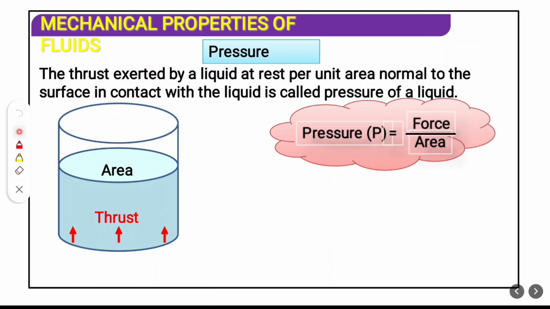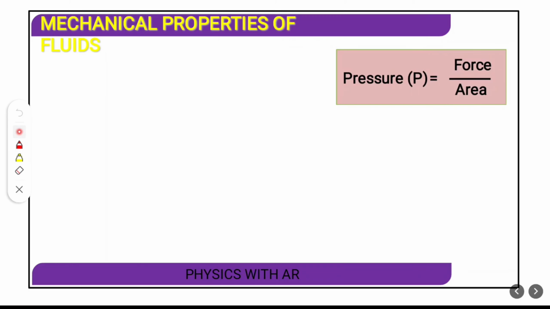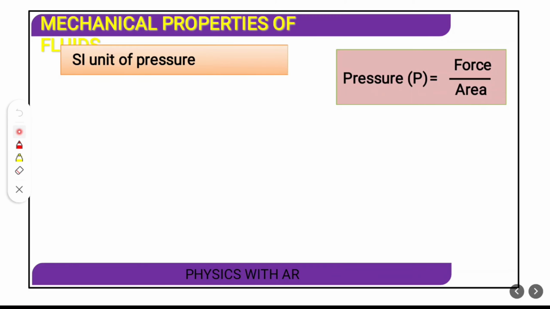So in simple form, pressure P is equal to force by area, P equals F by A. With the help of this, the SI unit of pressure can be written. For force, the SI unit is Newton. For area, the unit is meter square. So by default, the SI unit of pressure is Newton per meter square.